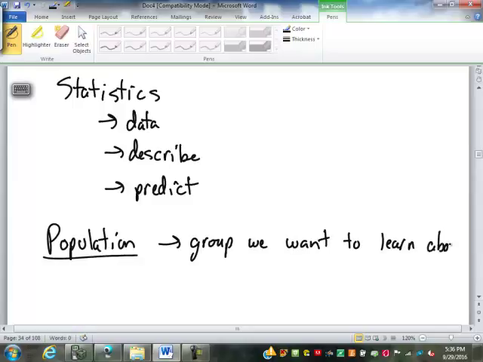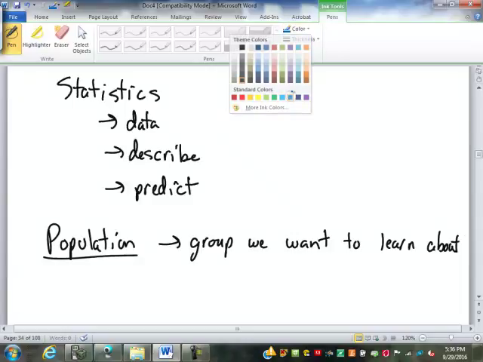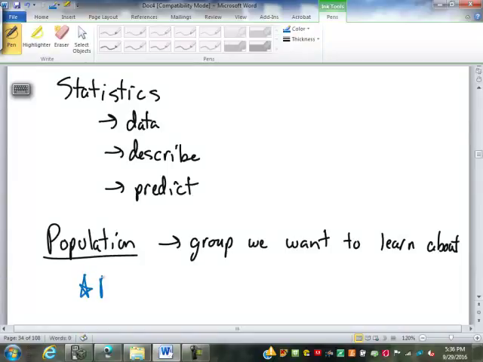And whether we just want to gather information to describe that group or better define that group, or if we want to gather information to predict something about that group or make a decision about that group, the population is not as easy as it appears to define. And it's very, very important to define it correctly. Because if we don't define that population well, it's virtually impossible to do the rest of what we need to do with statistics accurately.